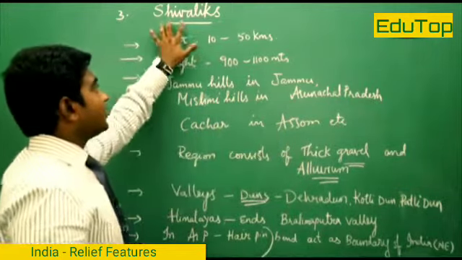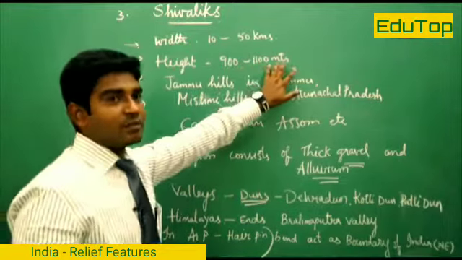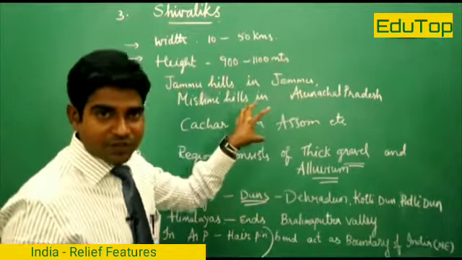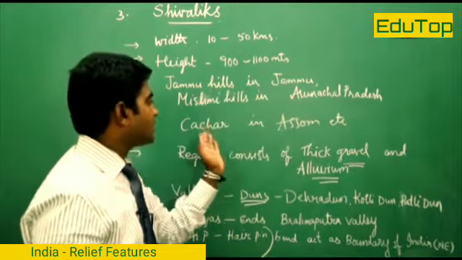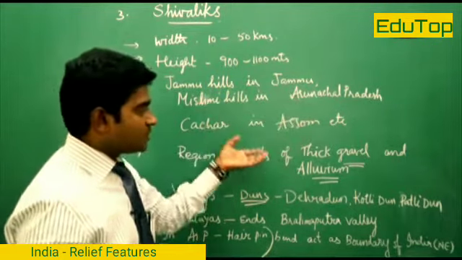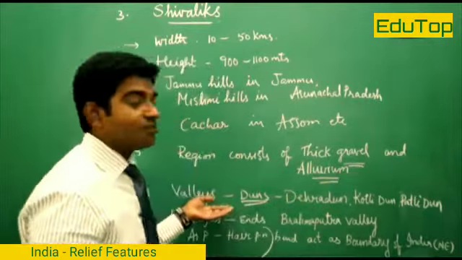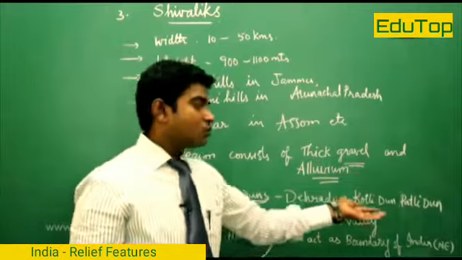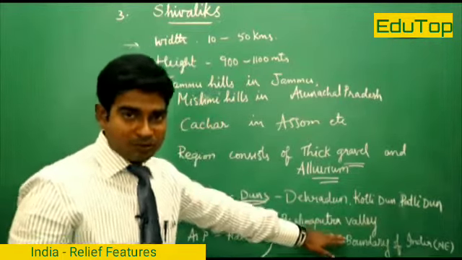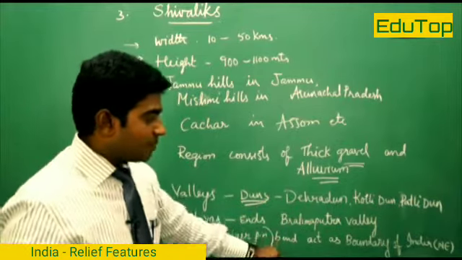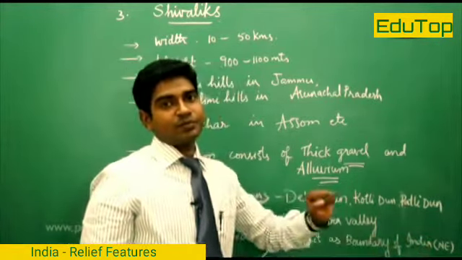So these Shivaliks' width is 10 to 50 kilometers. Their height is 900 to 1100 meters. They are called by different names in different regions, for example Jammu Hills in the Jammu region, Mishmi Hills in Arunachal Pradesh and Kachar in the Assam region. This region consists of thick gravel and alluvium, and has world famous dunes like Dehradun, Kotli Dune and the Patli Dune. And it acts as a boundary with the Brahmaputra Valley. It takes a hairpin bend and acts as a boundary of India in the northeastern region.